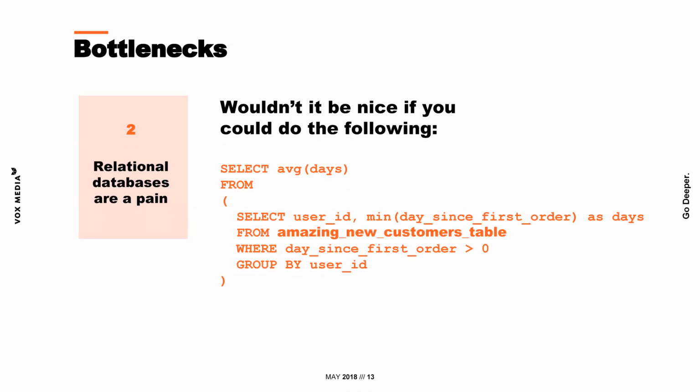So wouldn't it be nice if you had this amazing new customers table in your database and you could do something very simple? You could just say, okay, days since first order is greater than zero, so that means it's your second order, and you take the minimum of that, and you quickly get the average number of days. So this is what I'm considering the ideal state to help answer questions quickly.